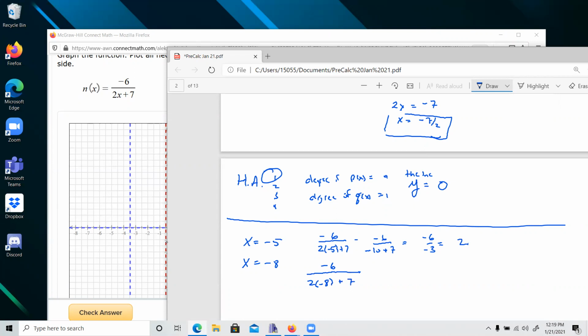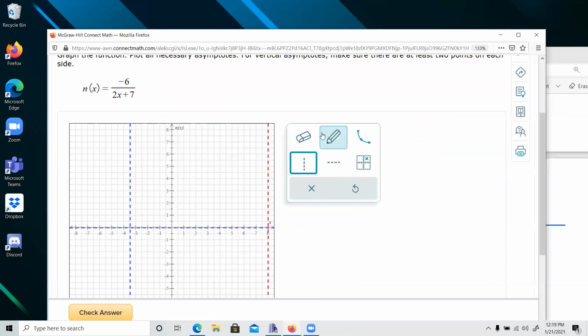The next one, we're just going to plug this in. So we have negative 6 over negative 16 plus 7. So we have negative 6 over negative 16 plus 7, which is negative 9. Cancel the 3's, and that's going to be 2/3, it looks like. So we have negative 5, 2. Let's use the different tools here.